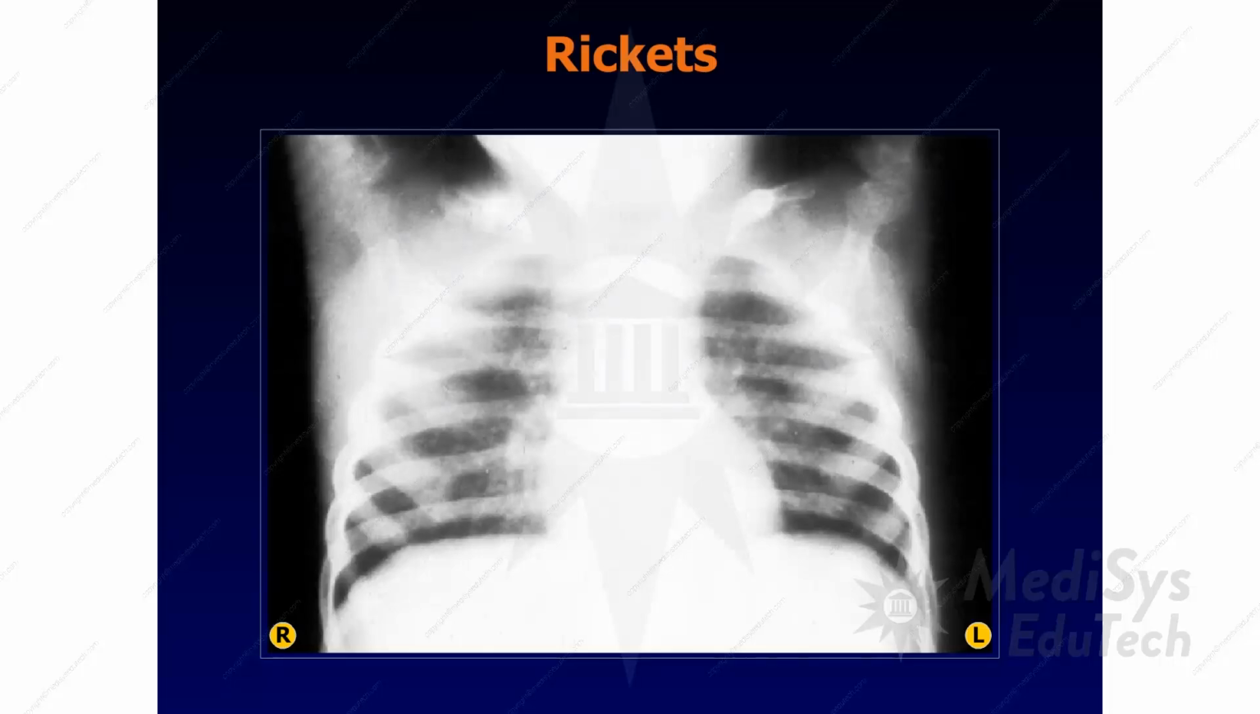The most common, not very common, but most common in tropical countries and underdeveloped countries is rickets in children. This is due to deficiency of vitamin D and calcium. And you see cupping of the anterior ends of the ribs and also proximal ends of the humeri.